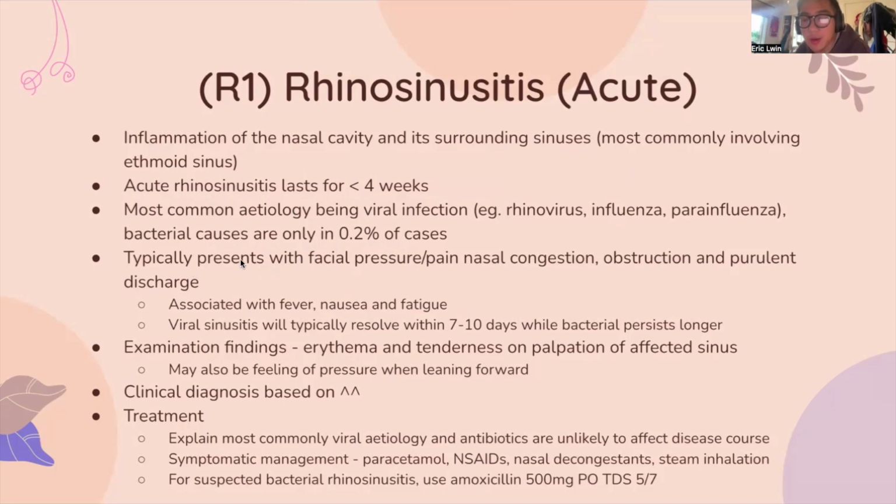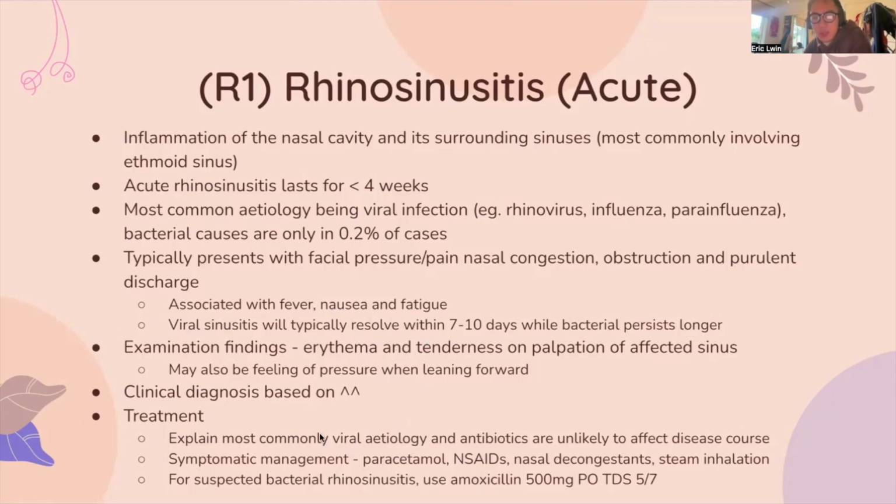Typically, it presents with a feeling of facial pressure or pain and nasal congestion, obstruction, and purulent discharge. I don't think I wrote this here, but typically, this may also be worsened by movement of the face, so by leaning forward. It's associated with fever, nausea, and fatigue. And viral sinusitis will typically resolve within 7 to 10 days, with bacterial sinusitis persisting for longer. Oh, I did write this here. Examination findings: erythema and tenderness on palpation of the affected sinuses, which is typically the ethmoid sinus, and clinically diagnosed based on examination and symptoms.